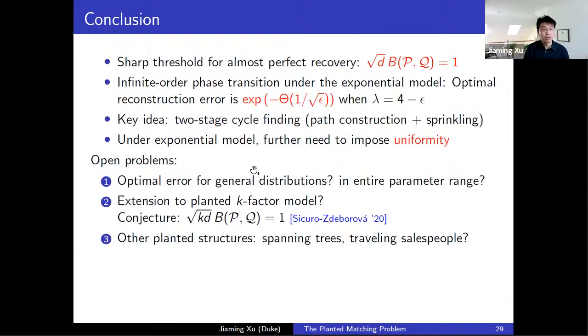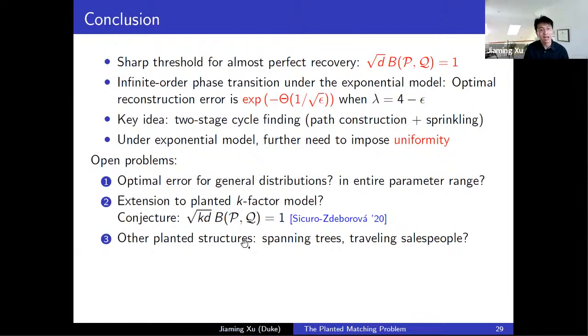So there are a number of very interesting open problems that are not solved by our work. The first one is that we look at this optimal error bound under the exponential distribution, but what about general distributions? Also, we were only able to determine the optimal error bound near the threshold, at this criticality. But how about the entire parameter range? How does the optimal error depend on the model parameter? There's also a natural extension to this model called the planted K-factor model. K-factor here just means a spanning K-regular graph, like every vertex has K incident edges. There's a very natural conjectured extension to this model made recently by one of the previous works. It's given by this threshold here. The positive part of this conjecture is relatively easy to prove using our analysis of the maximum likelihood estimator. But the challenging part is the negative part. We're not sure, for example, how to extend our two-stage cycle finding procedure to show the negative part of this conjecture in the K-factor model.